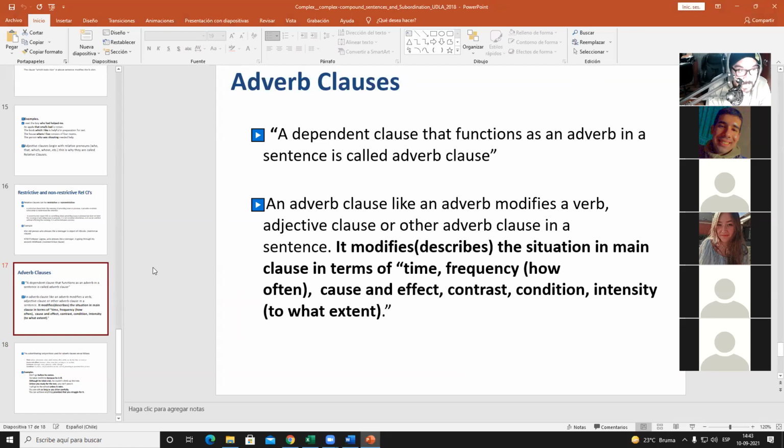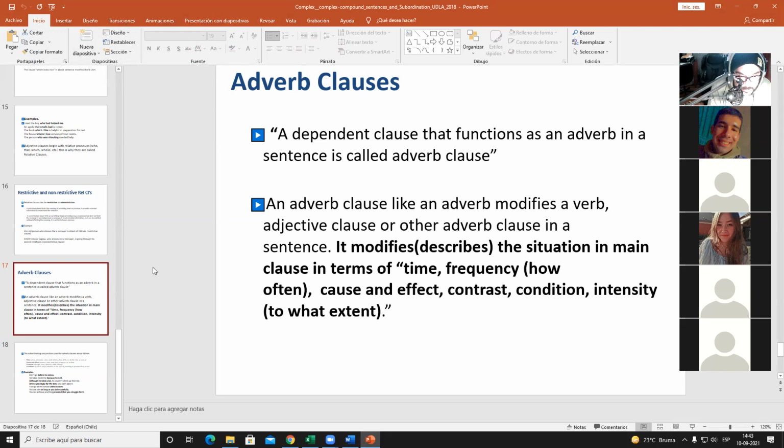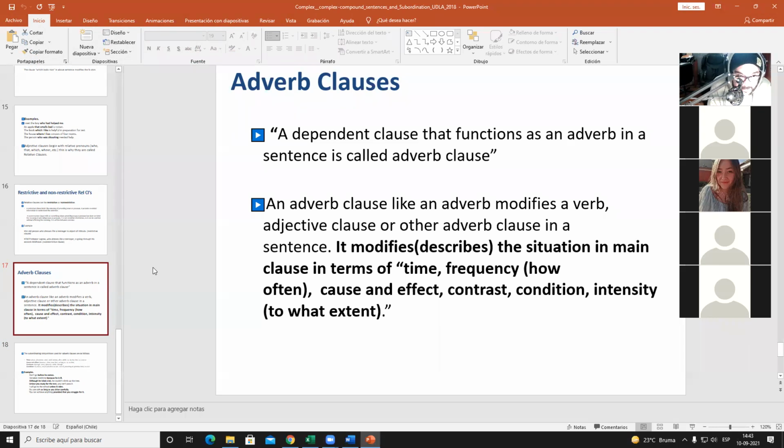Adverb clauses. A dependent clause that functions as an adverb in a sentence is called an adverb clause. Cuando digo they function as an adverb, es cuando ellas funcionan como adverbiales en el valency pattern. An adverb clause, like an adverbial, modifies a verb, an adjective clause, or an adverbial clause in a sentence. They describe the situation in the main clause in terms of time, frequency, how often, cause and effect, contrast, condition, intensity, or to what extent.